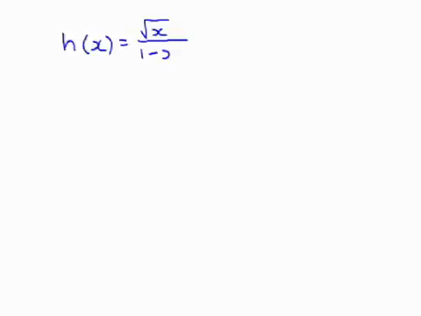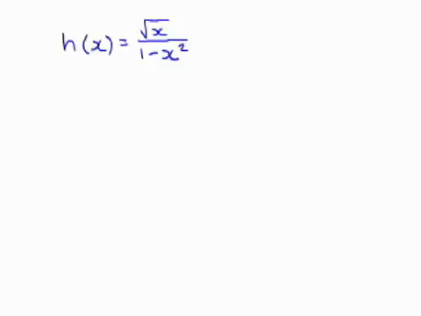In this particular example, we've been given the function h of x. This particular function is an irrational function. There's no way to simplify this function such that we could use the power rule. Instead, we are forced to use the quotient rule.